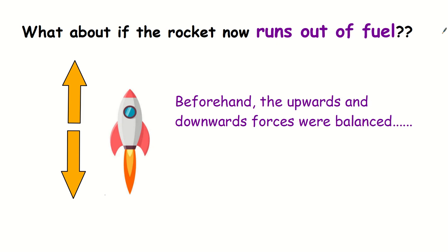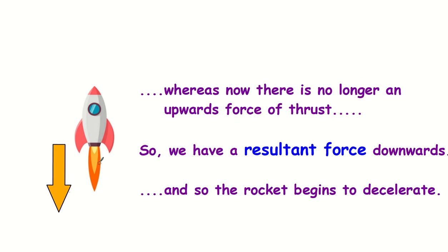Now, what about if the rocket runs out of fuel? Well, beforehand, when it was going at a constant velocity, we had upwards thrust countering air resistance downwards. The forces were balanced, or there was no resultant force. But if it runs out of fuel, then the upwards force is going to cease. It's going to stop. But it's still going at the speed that it was, and so we still have air resistance acting downwards. So air resistance is going to be non-zero, acting downwards, whereas thrust upwards is zero.